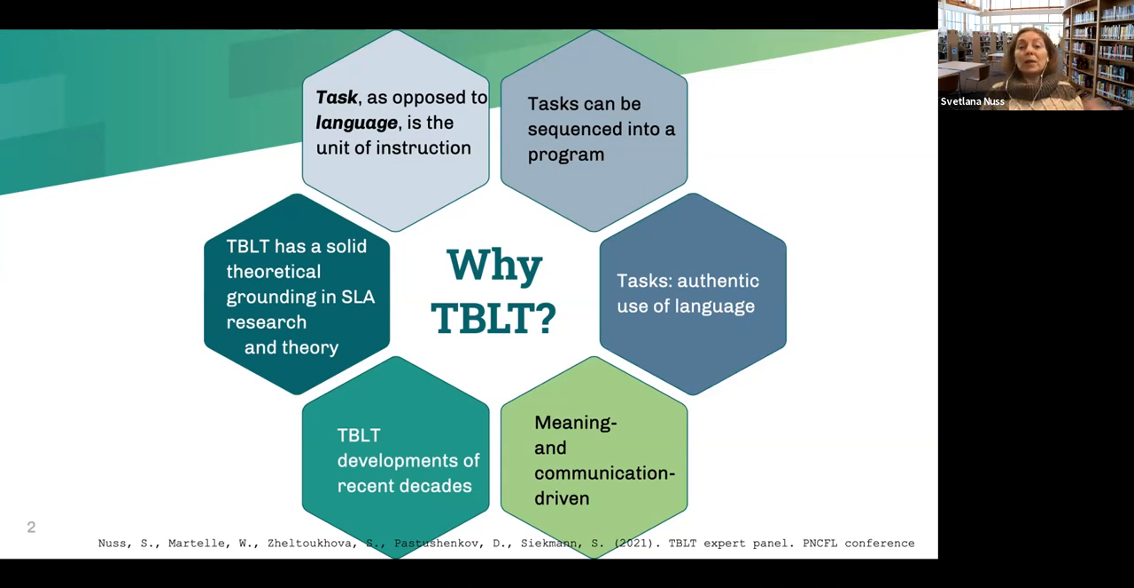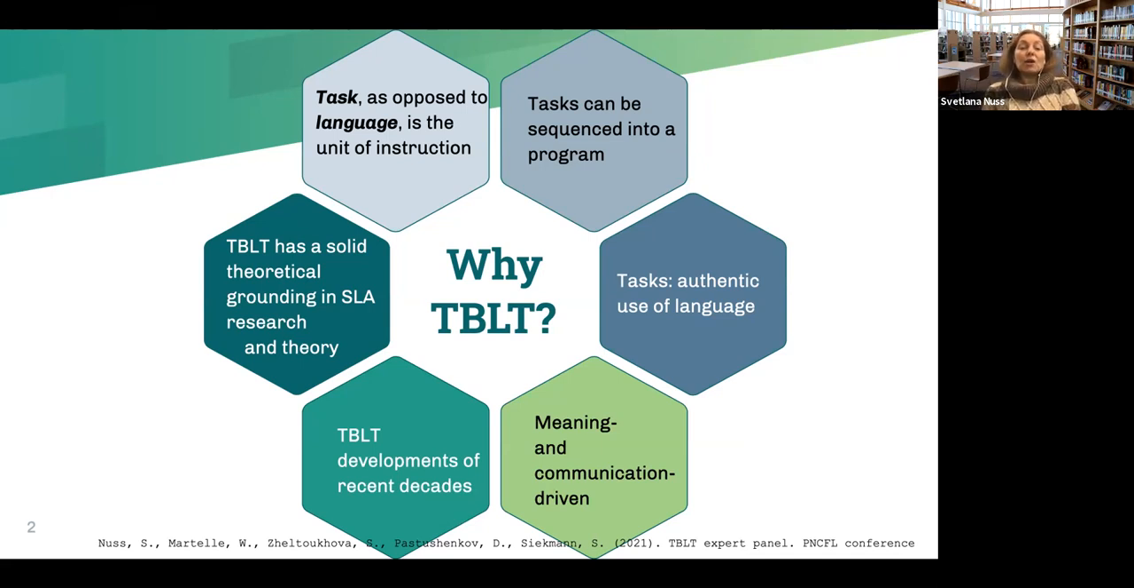Tasks can be sequenced into a program. They don't have to be sequenced into a program. So it can be a task-based program, or tasks can be increments in your syllabi. Tasks work with authentic use of language, and to expand a little more on that, it's meaning and communication driven.